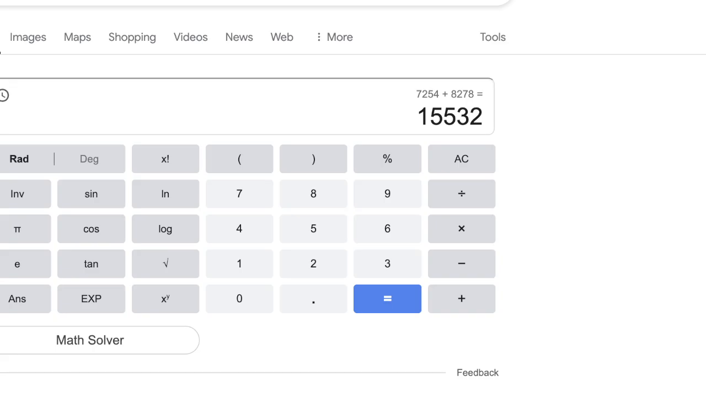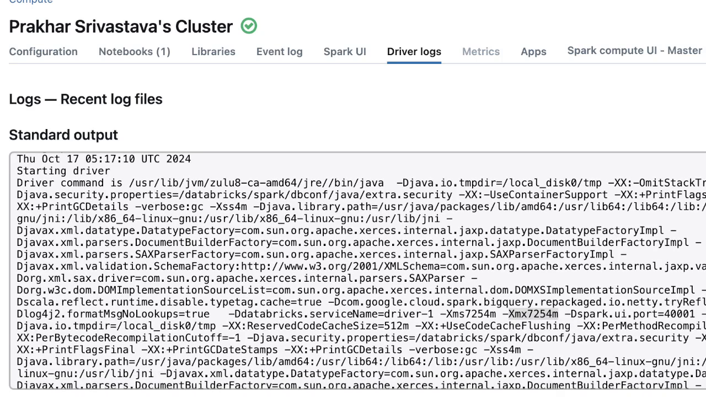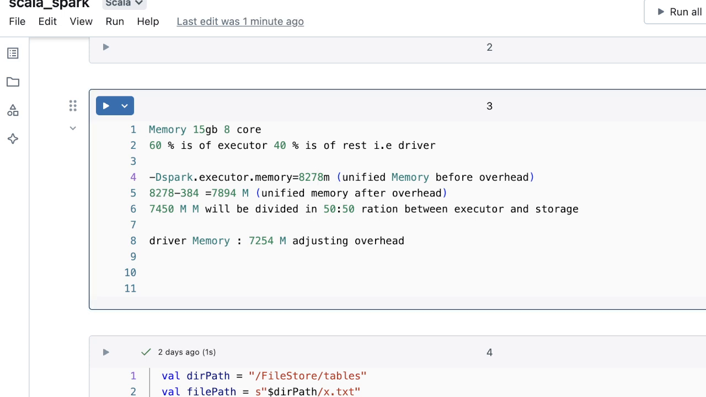Okay, 15.5 memory. Okay, so this is including everything. Okay, so 15.5 is the actual memory that we got. Okay, and if you look at the, let's go back here, in the executor memory, let's say 15 GB approximately was our memory and 8 cores. So 60% we are allocating to the executors and 40% to the rest, that is driver.